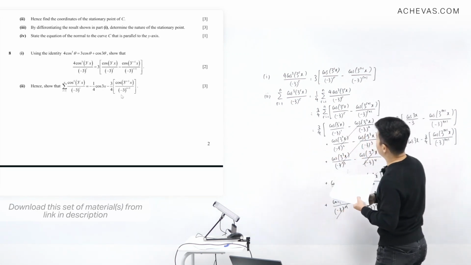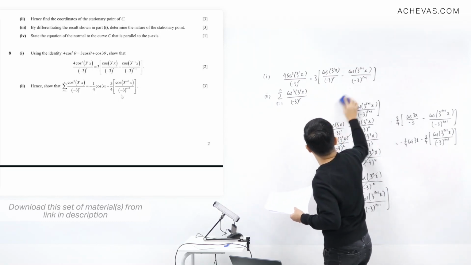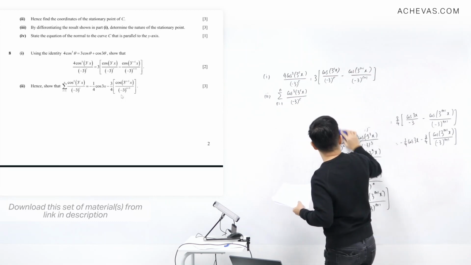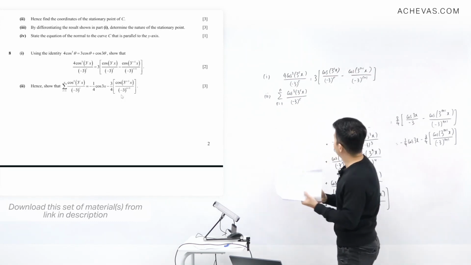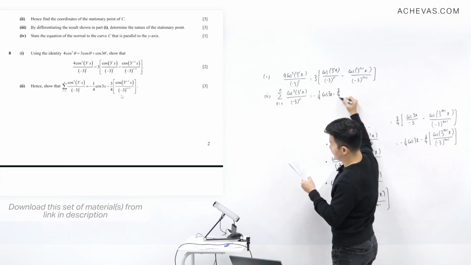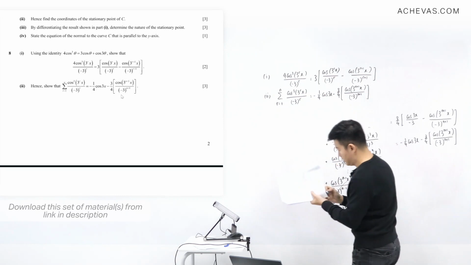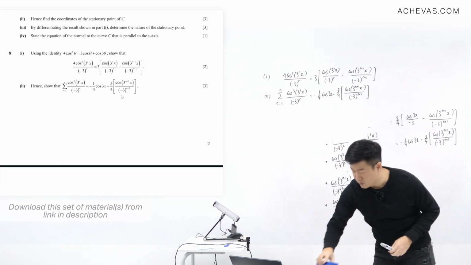Let me write down my answer here for part 2. So according to what we are supposed to show, this is equal to negative 1 over 4 cos of 3x minus 3 over 4, then we have a cos of 3 to the power of n plus 1 x over negative 3 to the power of n plus 1. Okay, let me erase this.